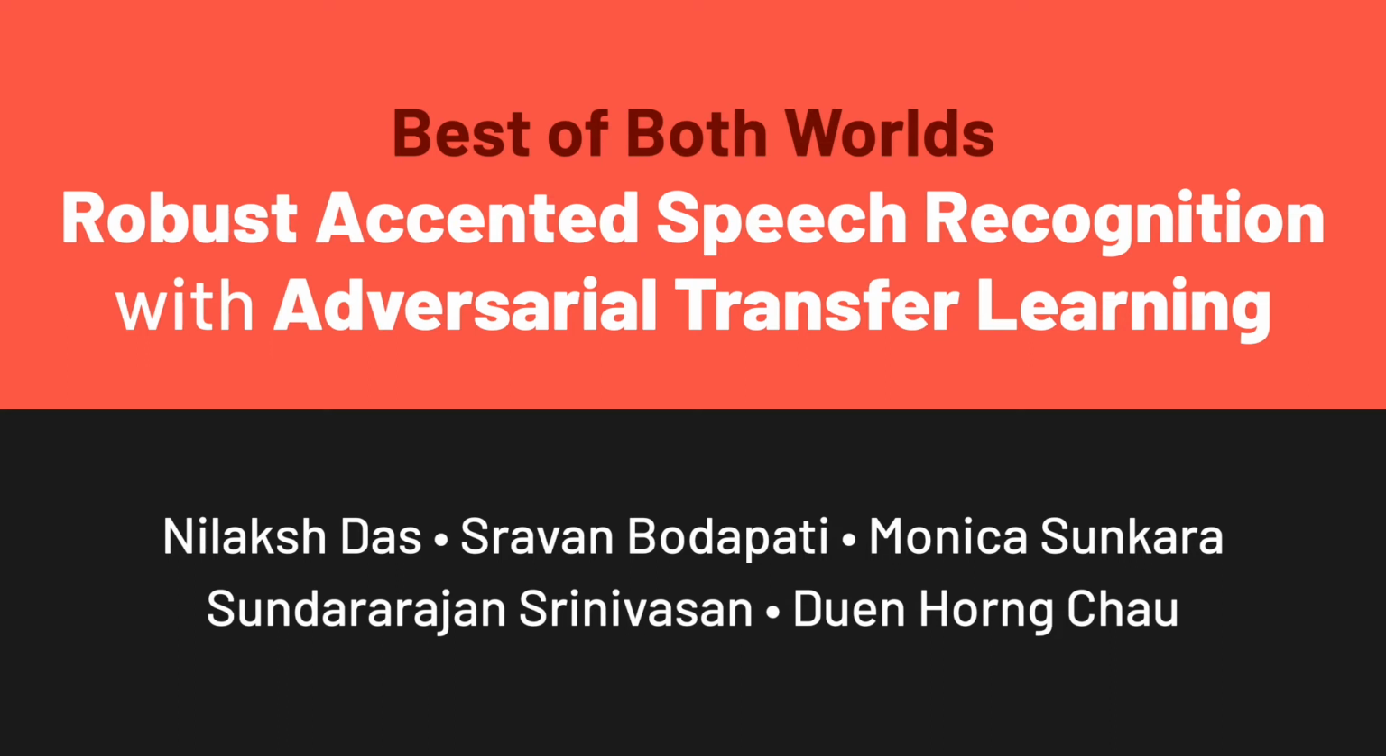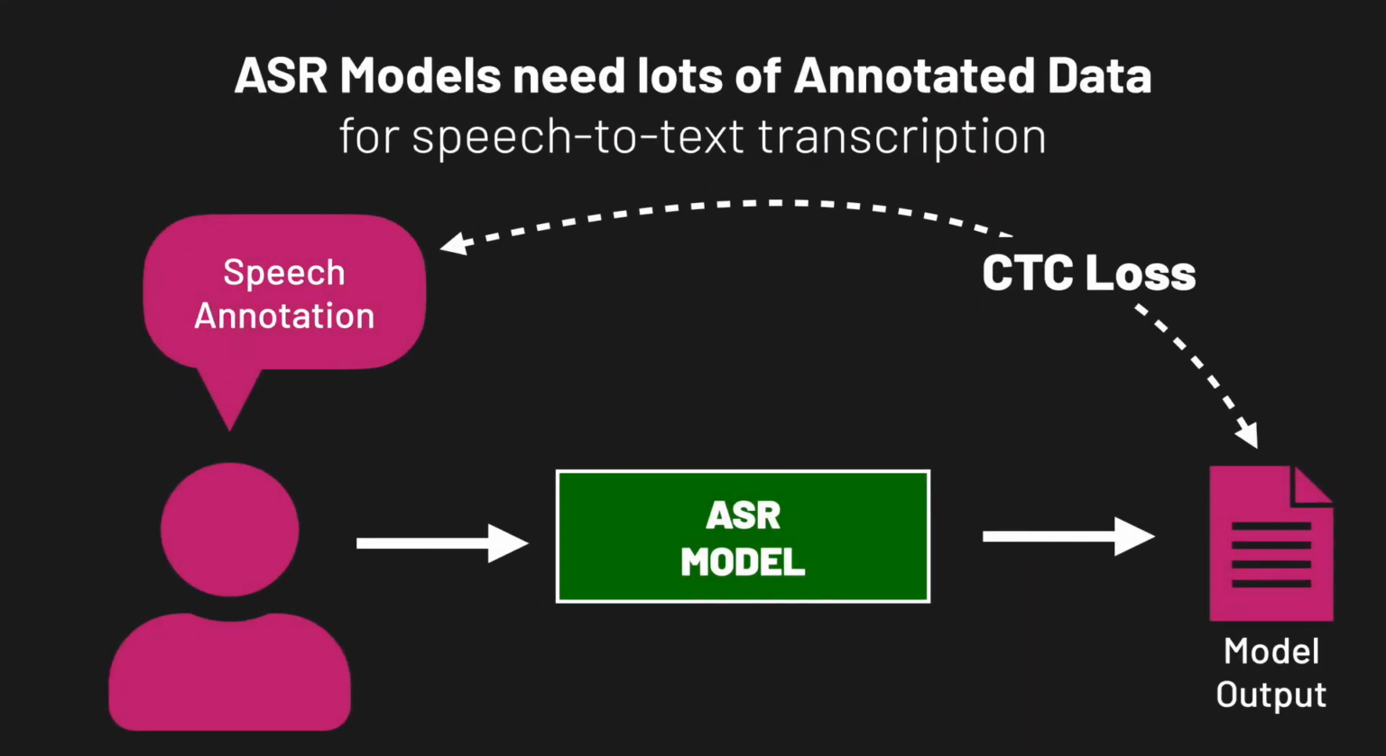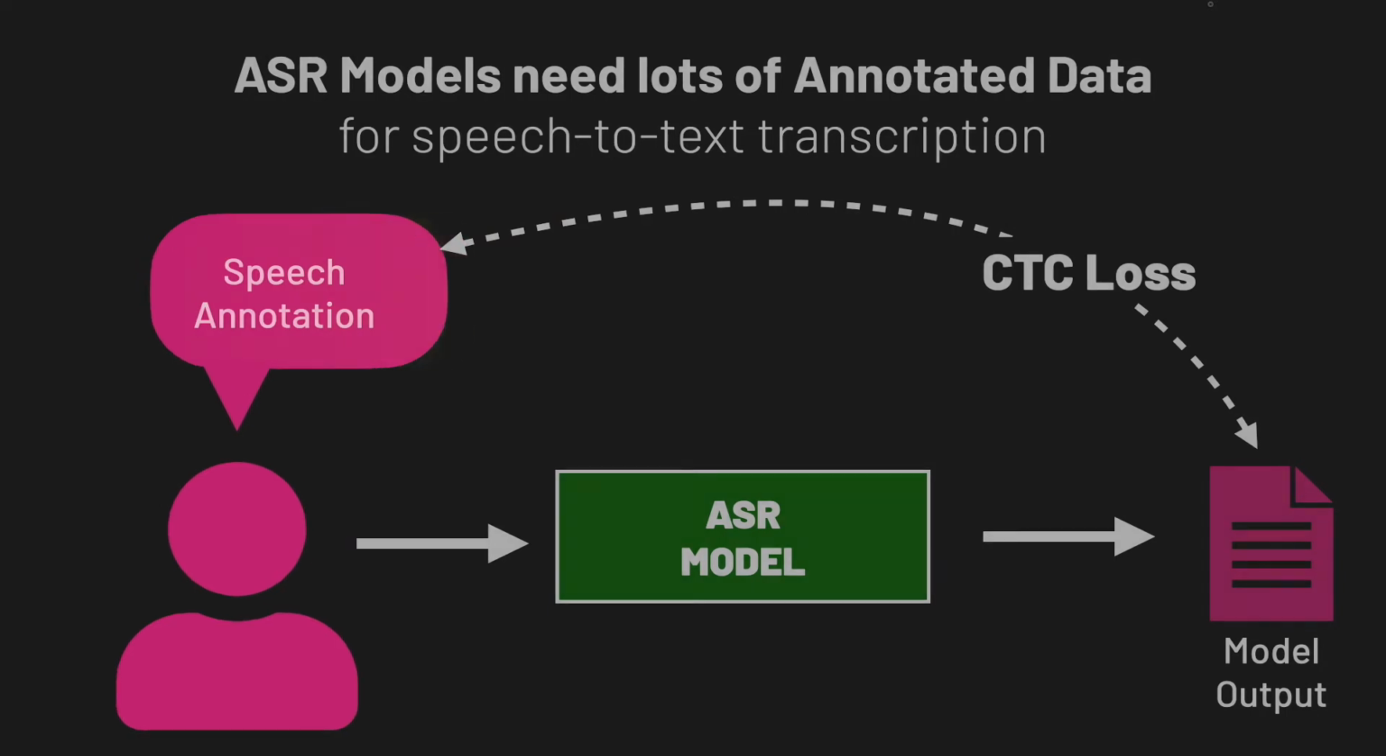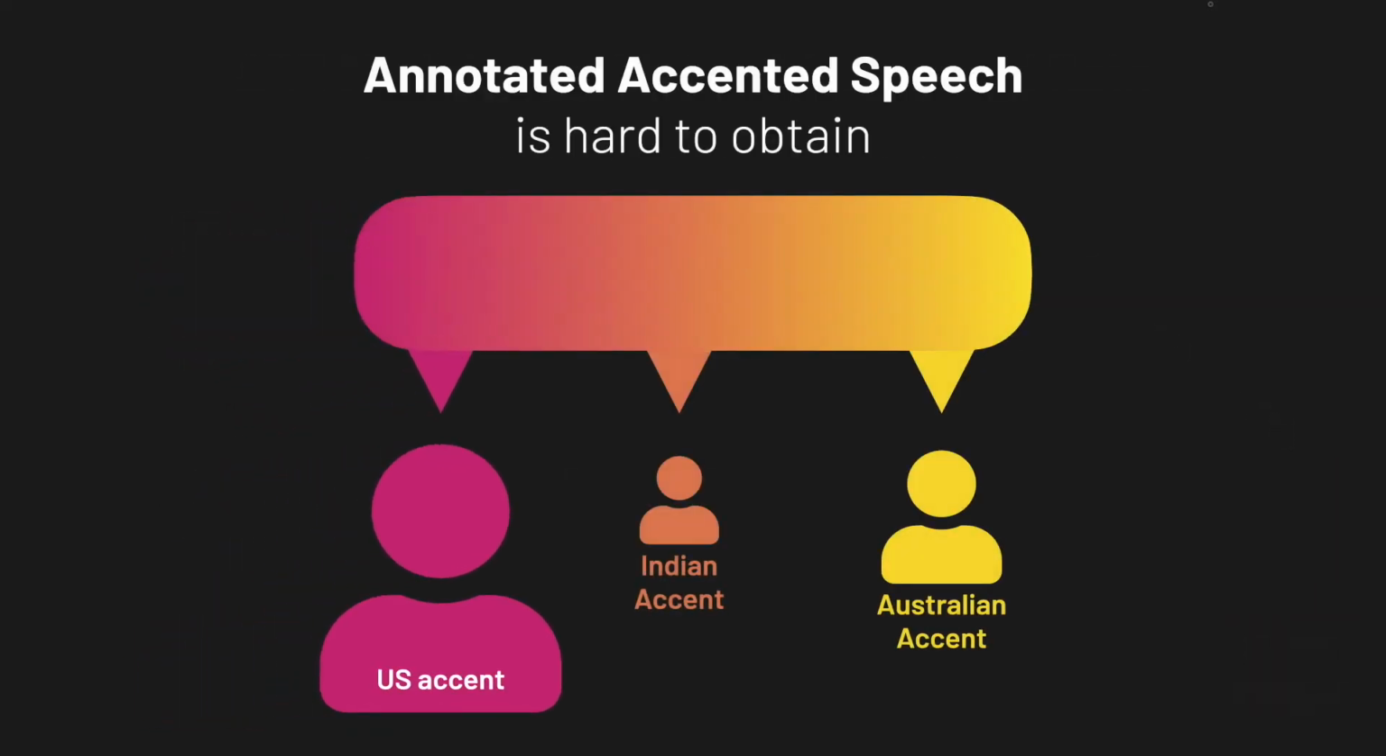In this video, I will present the key summary of our work, Best of Both Worlds: Robust Accented Speech Recognition with Adversarial Transfer Learning. We all know that training deep neural networks for automatic speech recognition requires large amounts of transcribed speech. Hence, acquiring tons of annotated speech data becomes a bottleneck for training ASR models, especially for accented speech.